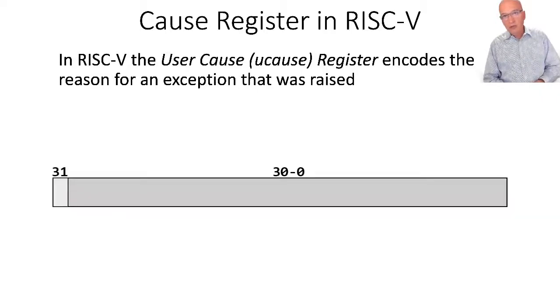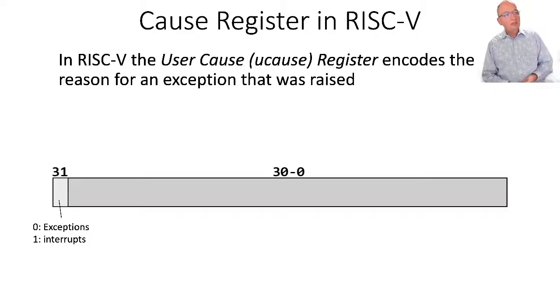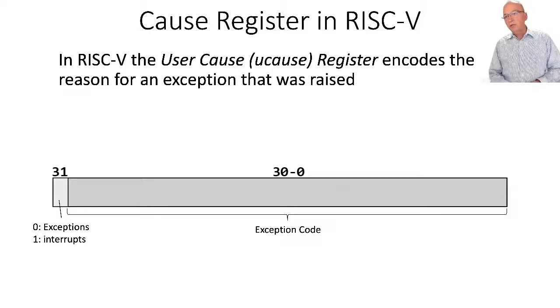It has 32 bits, and bit 31 is used to indicate whether what occurred was an exception, which is caused by the execution of an instruction in the program, such as a segmentation fault or a non-aligned address, or whether it's an interrupt, which is caused by an external event. And bits 0 to 30, the remaining 31 bits, are reserved for the exception code, which will indicate the cause of that exception.